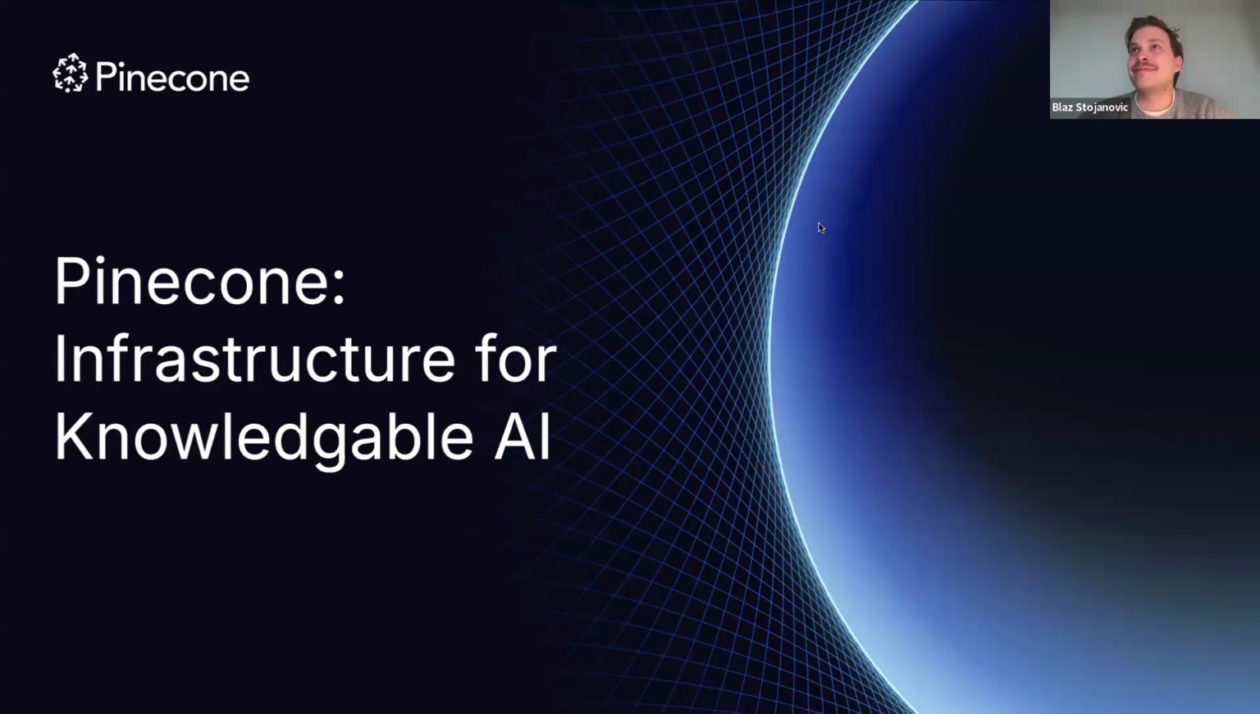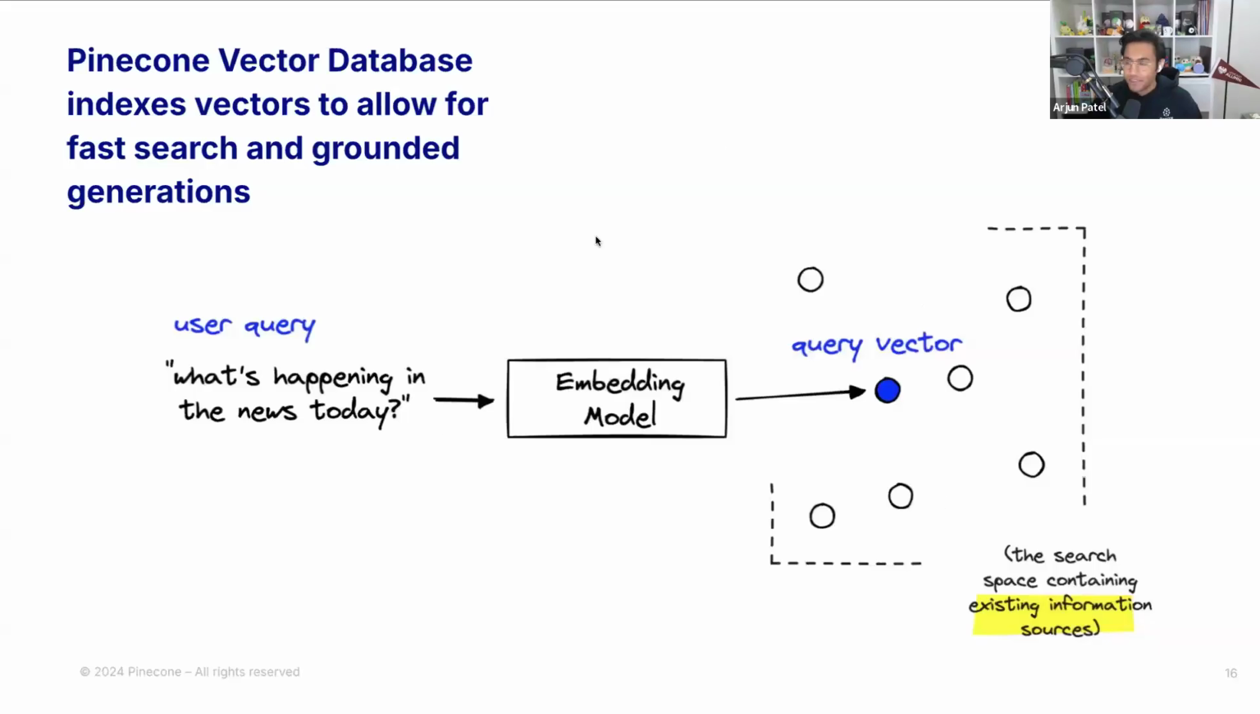Great. So you may have heard of Pinecone already, or maybe you haven't. We are the infrastructure for knowledgeable AI. What that means is whenever you have a lot of embeddings that you might need to store somewhere and do lots of search over, you can use our product, the Pinecone Vector Database. And the key value from using the Pinecone Vector Database is to index these vectors to create fast search and grounded generations. Usually this is within the context of semantic search, so you might have a ton of documents and you have some query and you want to find the documents that are related to that query using Pinecone.